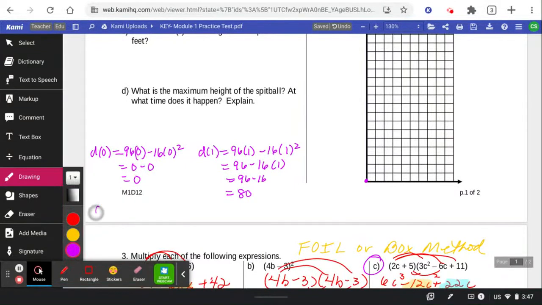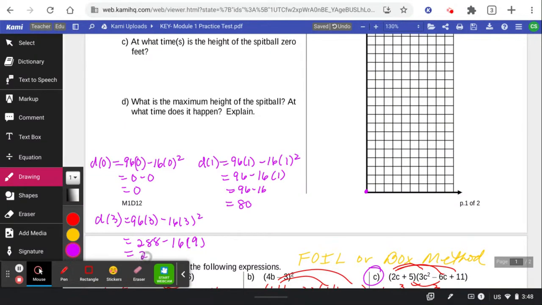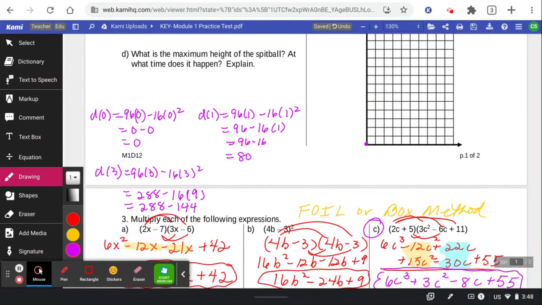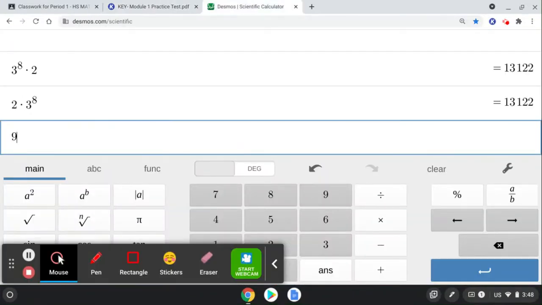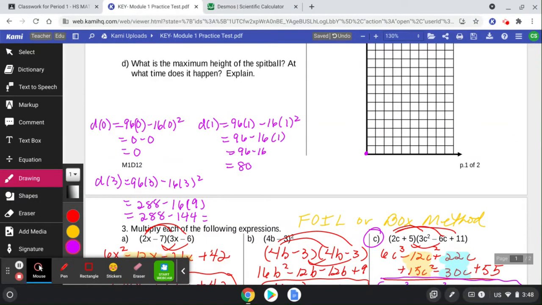All right, let's do D of 3. 96 times 3 minus 16 times 3 squared is 288 minus 16 times 9, which is 288 minus 144, or 140. Hang on, let's subtract that and make sure. Ninety-six times 3 is 288. And then 16 times 9 is 144. And so that gives us 144.